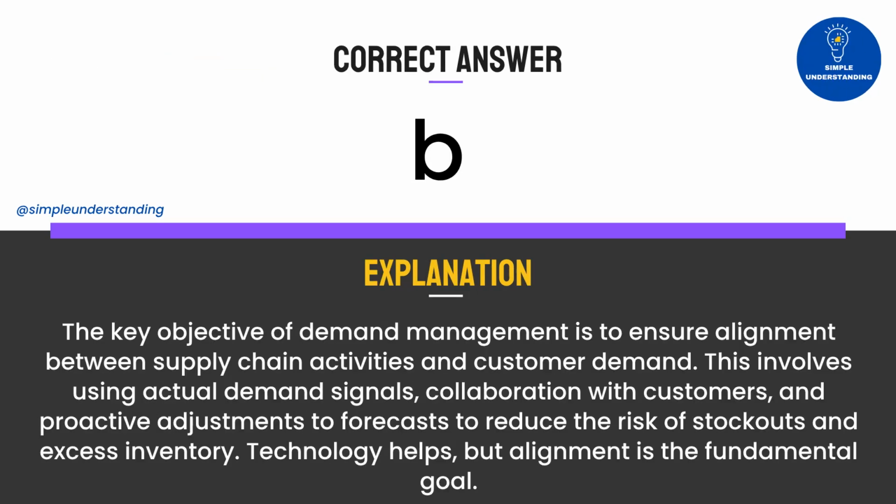Correct answer: B. Explanation. The key objective of demand management is to ensure alignment between supply chain activities and customer demand. This involves using actual demand signals, collaboration with customers, and proactive adjustments to forecasts to reduce the risk of stockouts and excess inventory. Technology helps, but alignment is the fundamental goal.